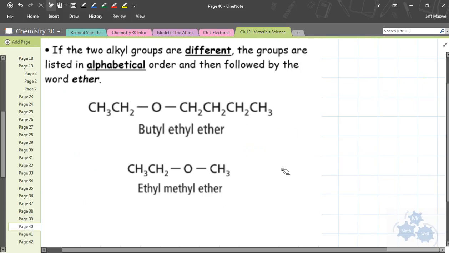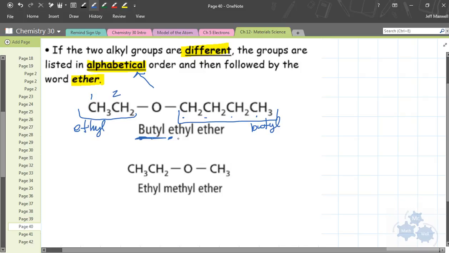Important to know. If the two alkyl groups are different, then we list them in alphabetical order, and then you follow that with ether as well. So it's pretty straightforward, okay? On this side, you notice that we have 1, 2 carbons, so that's ethyl. And on this side of the oxygen, we have propyl, butyl. Okay, so we have a butyl here. And when they're different, you always go alphabetical in naming them. So B comes before E. That's why it's butyl ethyl ether. No commas, no dashes, separate words: butyl ethyl ether.